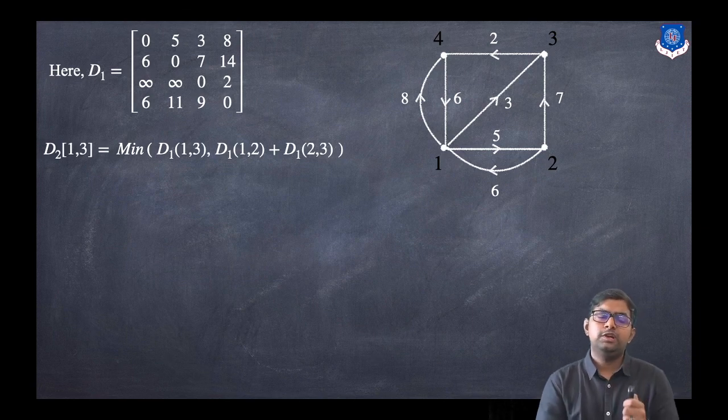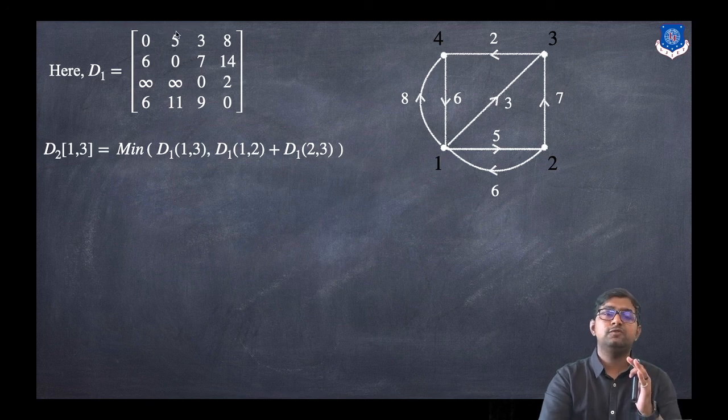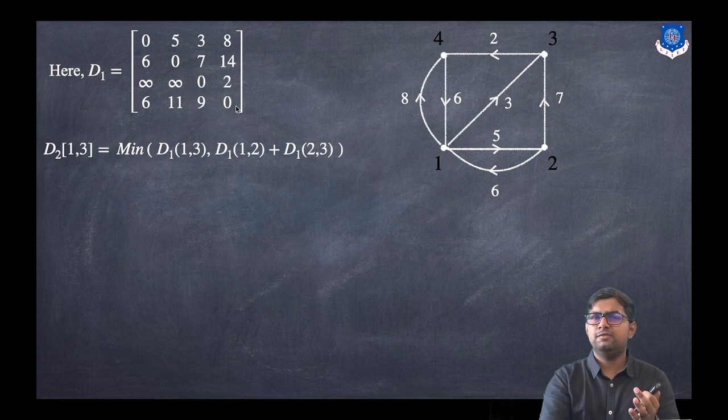Fine. Now for d2 we will consider the entries of the second row and second column as they are, and also the diagonal entries as we have no self loop. Now let us calculate this 1 3, so that means this entry. So d1 of 1 3 is 3.